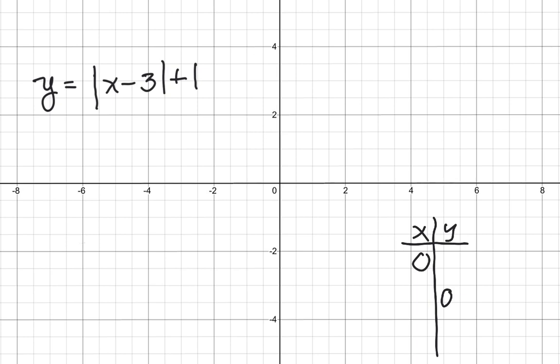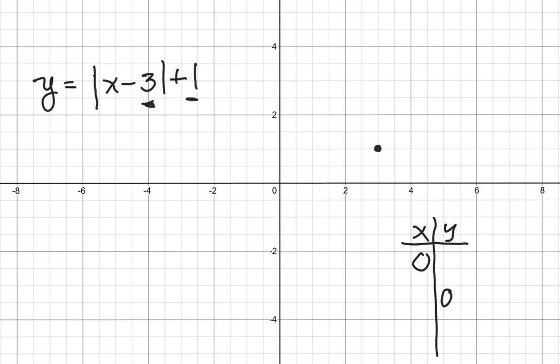I know this should look like a V shape, and I also know from our work yesterday that the vertex of this function should be at 3, 1. So I'm going to go to that vertex. 3, 1 is right there, and I'm going to put a point. I know this one is opening up, and I could do this a lot of different ways, but what I want to focus on is finding the intercepts of this function.